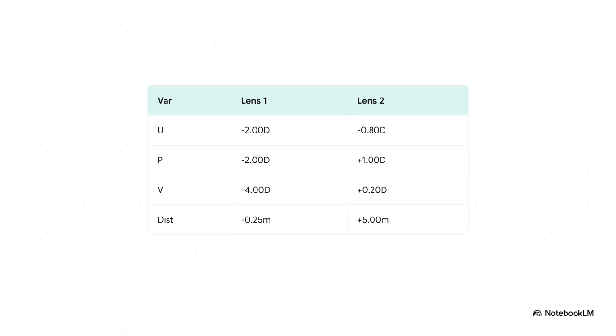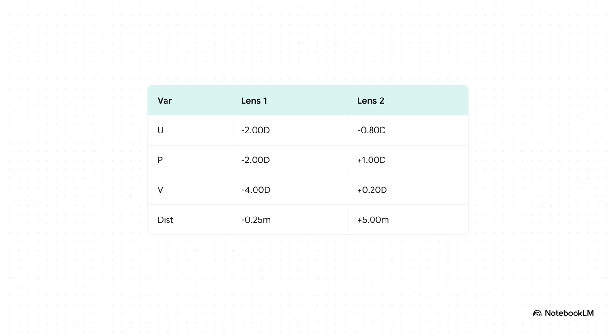Since it's 0.25 meters left of lens 1, and lens 2 is another 1 meter to the right of that, our new starting distance for lens 2 is -1.25 meters. Run the math for U. 1 divided by -1.25 gives an incoming vergence of -0.8 diopters.